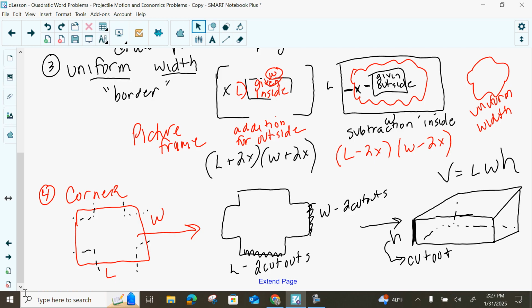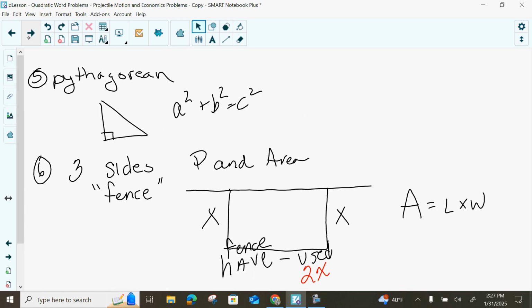So number 7 is going to be an economics one. All right, number 7 is an economics one.